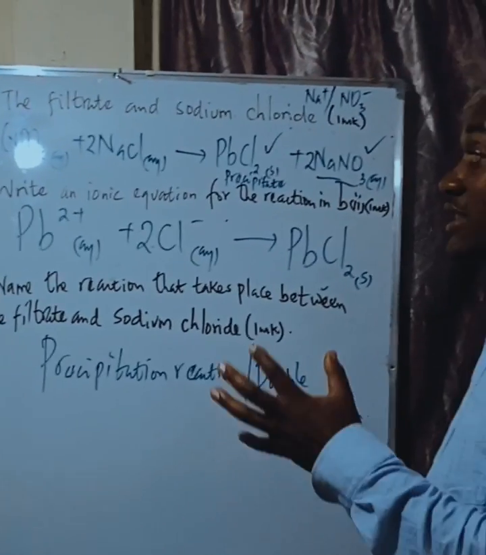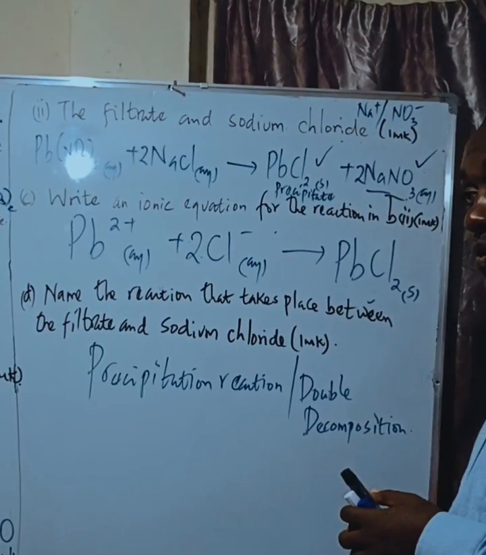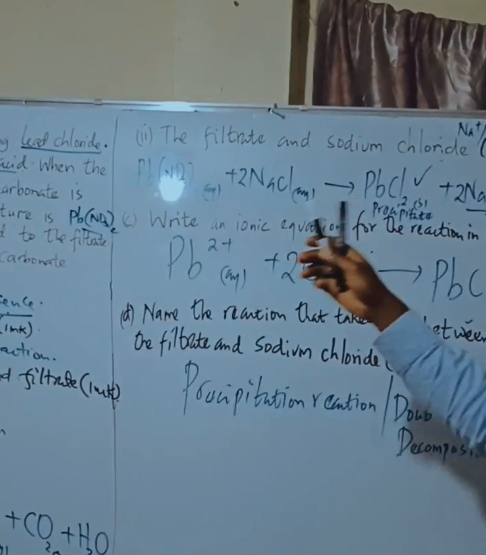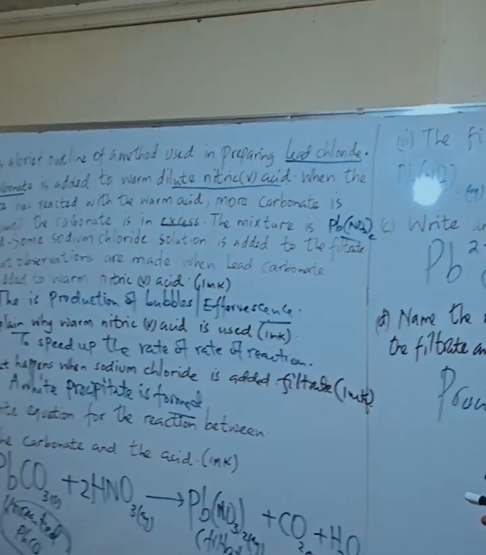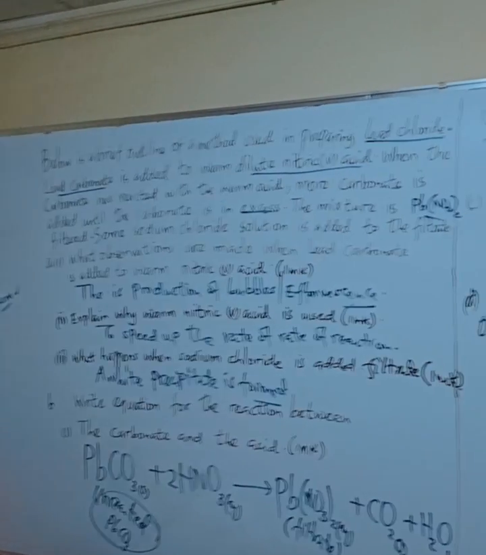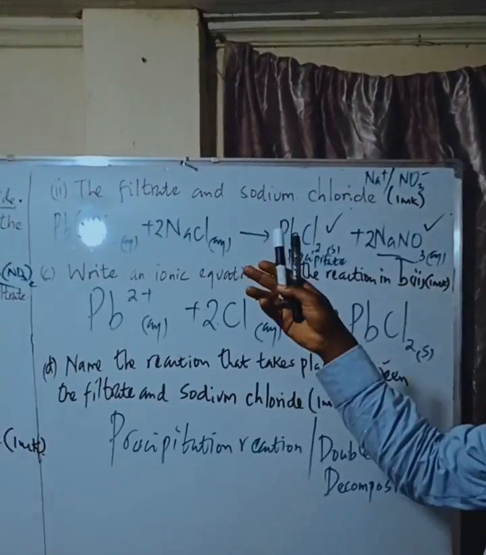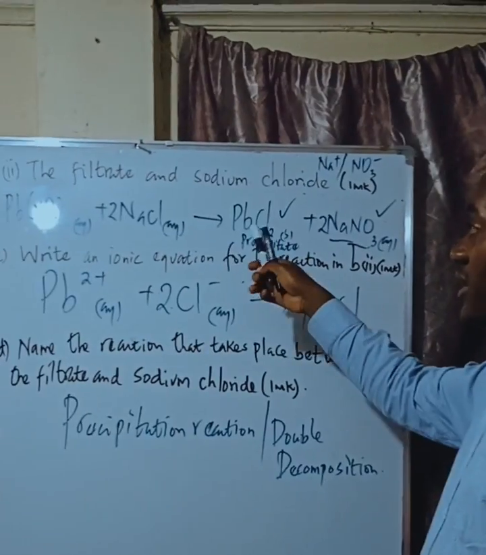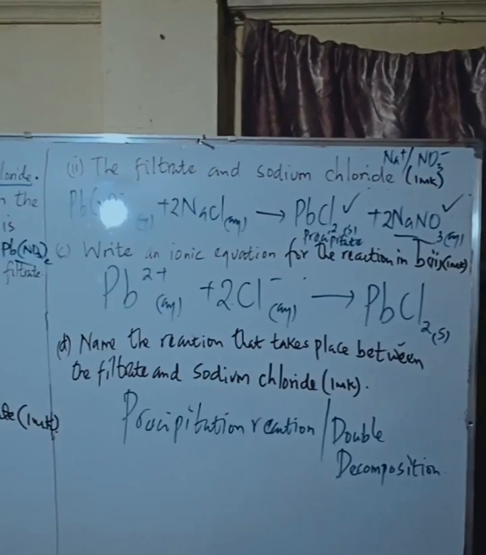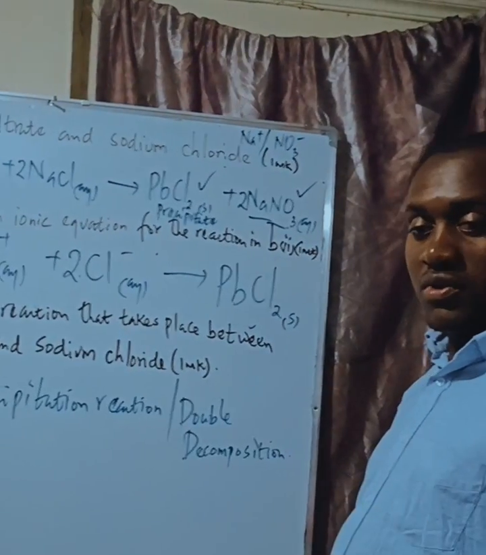So this is an overview to show you how soluble salts can be prepared. For example, lead nitrate is prepared that way, by reacting lead carbonate and dilute nitric acid, and then we can form lead chloride by mixing lead nitrate and sodium chloride to precipitate out lead chloride. That is an overview of how we prepare these salts.